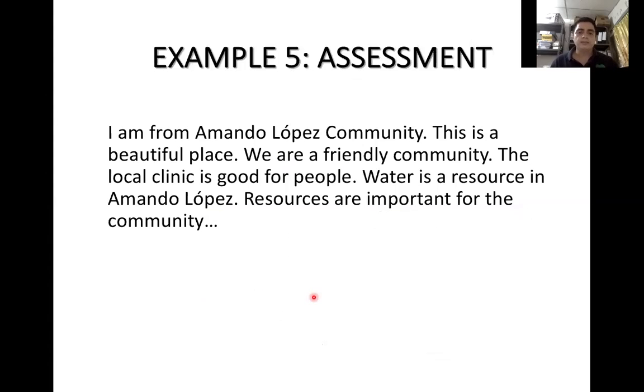I am from Amando Lopez community. This is a beautiful place. We are a friendly community. The local clinic is good for people. Water resource is in Amando Lopez. I mean, water is a resource in Amando Lopez. Resources are important for the community. So you will be doing something like this, not something very professional because you are at a basic level. So I am asking you to do it this way.